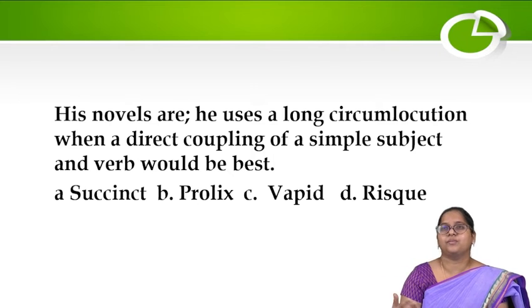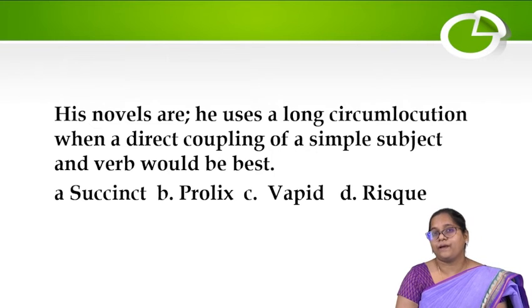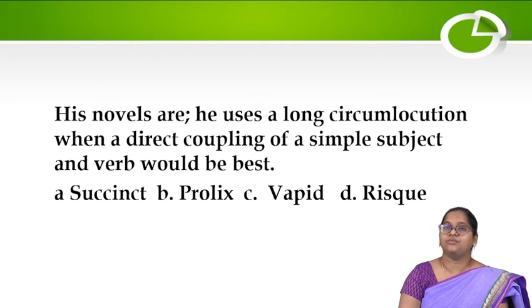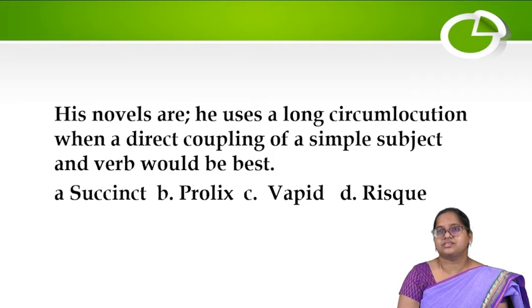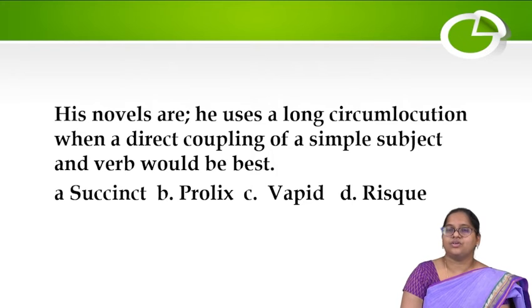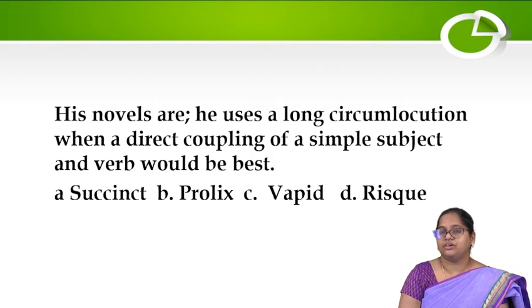He talks about so many words, like succinct. Okay, succinct is something which is very indirect and not very easy to understand. Prolix is such a lengthy one. Vapid is to do with dullness. Risk is again not very favorable. Okay, succinct, prolix, vapid, risk. So prolix is what? A lengthy one.